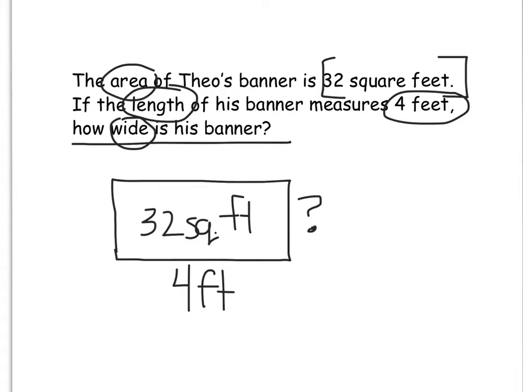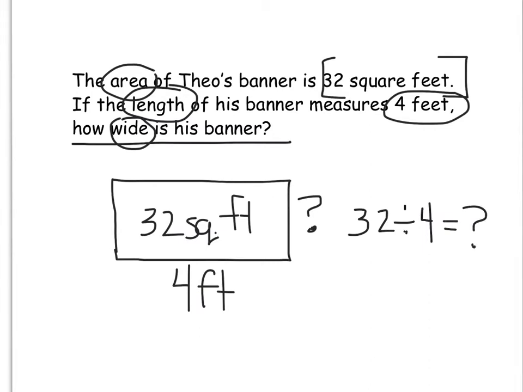So I know that to find area, I have to multiply my length times my width, my side times my side, to find the inside. But this time they give us the inside. They give us the area and only one side length. So how do I go about finding that missing side length? I can divide. So I can say 32 divided by 4 equals question mark.